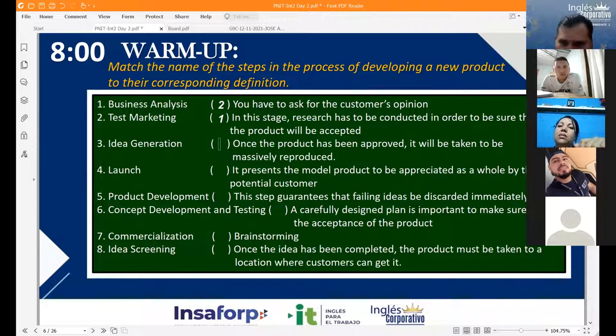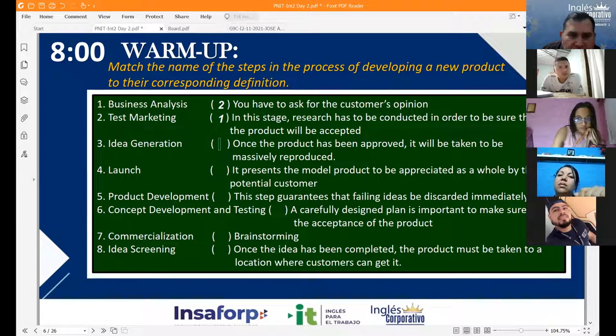Once the product has been approved, it will be taken to be massively reproduced. Commercialization. Okay, could be. Do you all agree that is commercialization? Or that one is the last one. Once the idea has been completed, the product must be taken to a location where customers can get it. And that can be 7. Yes, that's the last one. Seven is the last one.